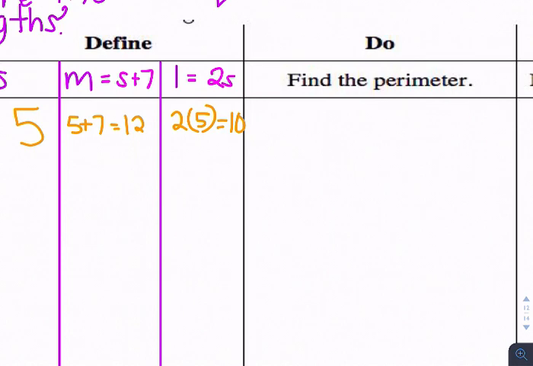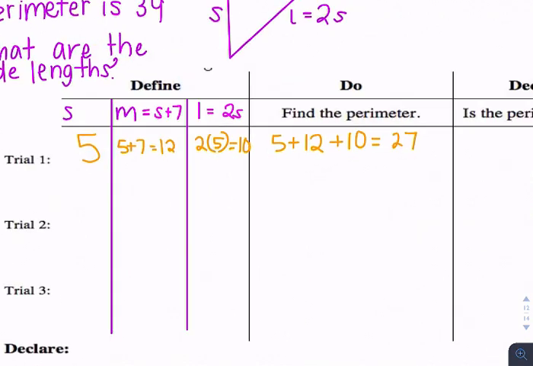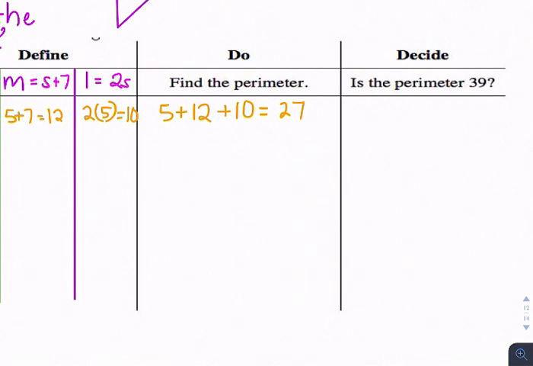And now my do is what I'm actually going to be doing to check to see if my answer is correct. And in this case, it is to find the perimeter. So my perimeter is adding my 3 sides. So I have 5 plus 12 plus 10. And 5 plus 12 is 17. Plus 10 is 27. So the next part is to decide. Did I get 39 as my perimeter? No, I didn't. My answer is too small.